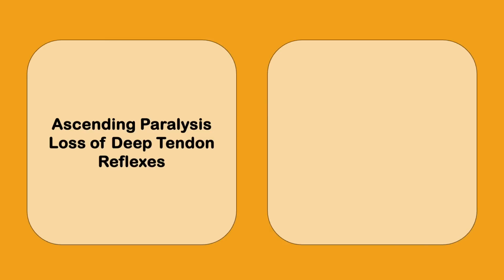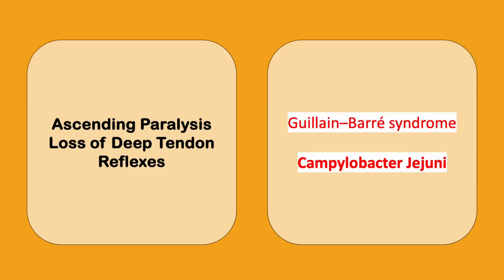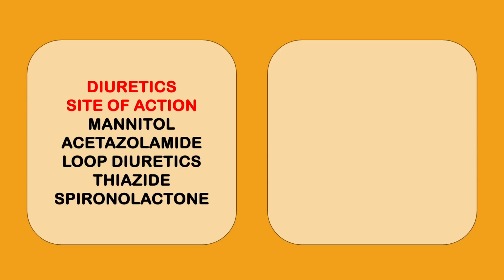Ascending paralysis and loss of deep tendon reflex is associated with Guillain-Barré syndrome and commonly associated with Campylobacter jejuni. So a patient with vomiting or diarrhea comes in later on with ascending paralysis. That's the classic one.